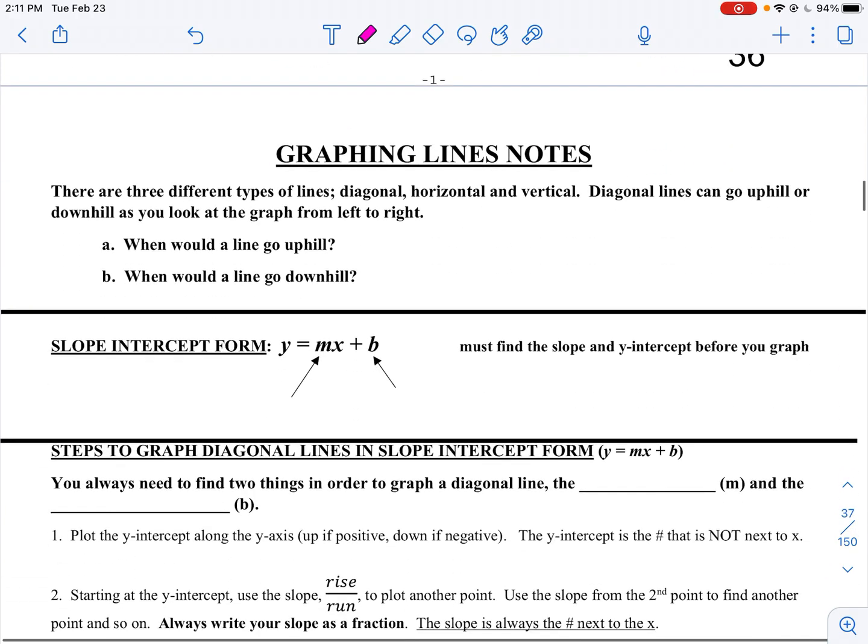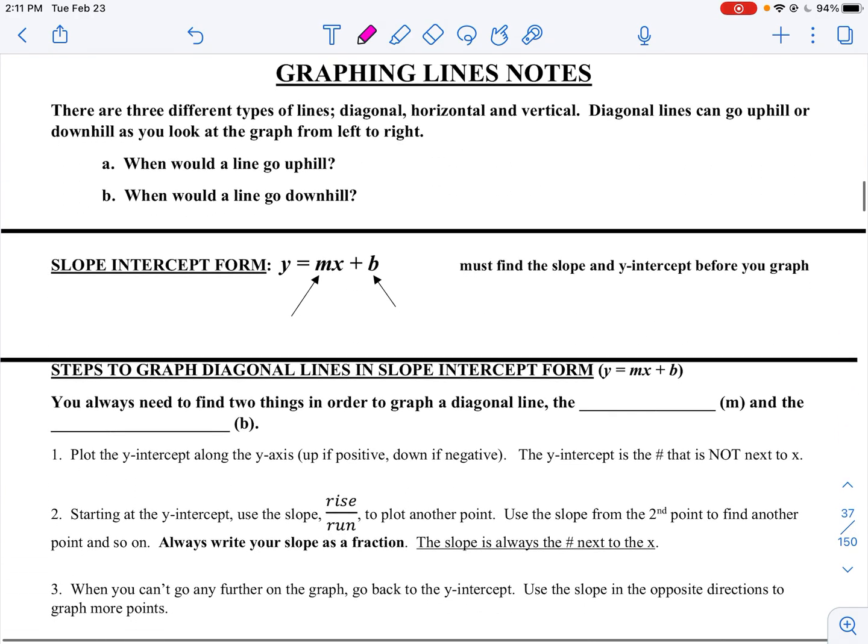Okay, so the next page that we're going to do is graphing lines notes. There are 3 types of lines. There are diagonal, horizontal, and vertical. Diagonal lines go uphill or downhill as you look from left to right. So we're going up, we're going down. Okay?